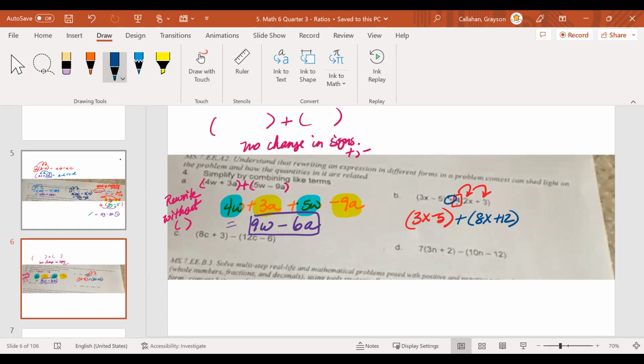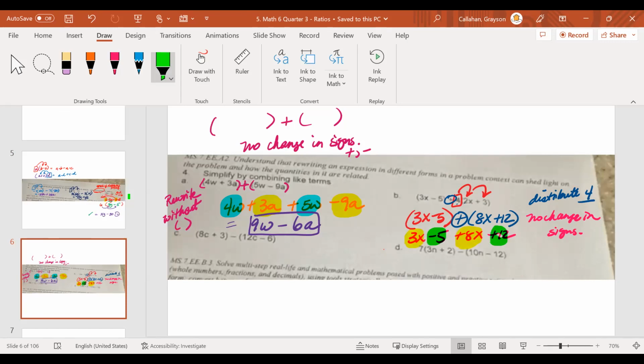Now, does that look very similar to what you did in A? The only difference is you have to distribute the 4, okay? Then, since this is a plus, what does that mean? No change in signs. And you get rid of the parentheses. Combine like terms. Do you see the yellows? What did all the yellows have? They have an X. Do you see that?